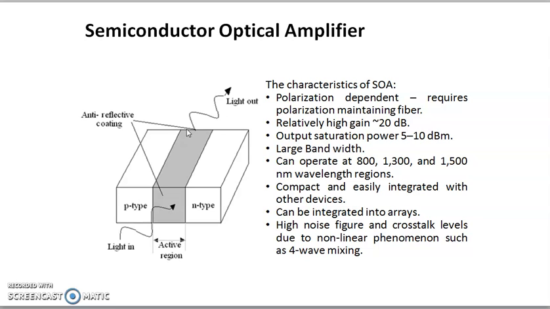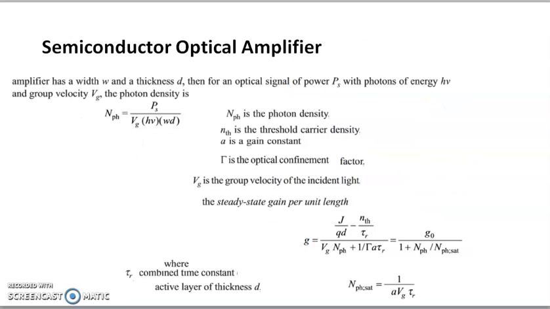When light propagates through the active medium, carrier recombination and spontaneous emission take place in this region. That's why the signal gets amplified. So we learn here what the process is, what the various types of amplification are, and what the factors for this amplification are.